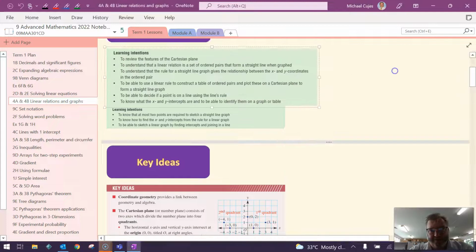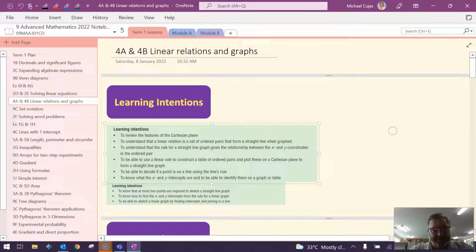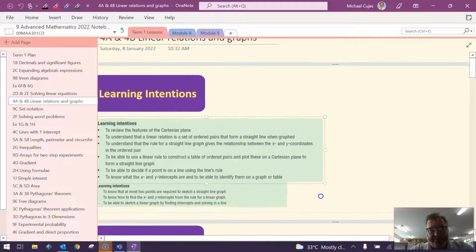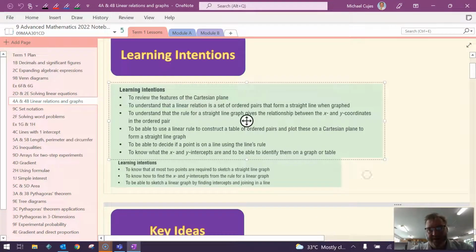G'day Year 9s, I just thought I'd record a quick little video here to step you through for A and B, linear relations and graphs. I know you've seen this sort of thing before, most of you, so I don't think it'll be too complicated, but this should just help clear up any problems you have when you're trying to do your work this afternoon.